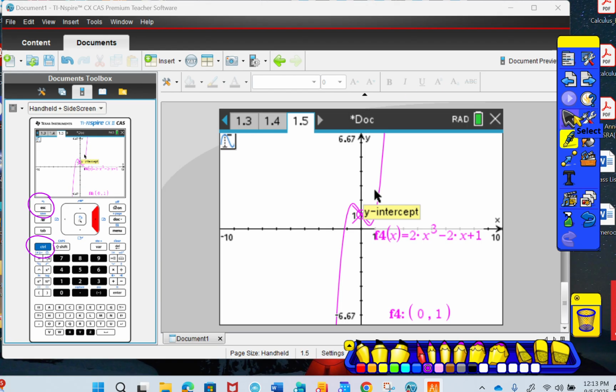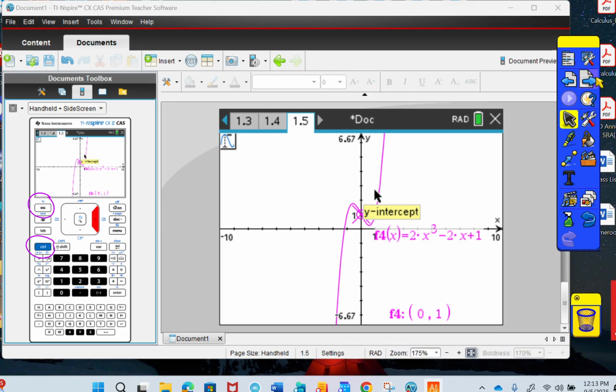What else have we used? Got add page. We should know how to do that. That's Control Doc. If you see, I added pages up here. Let's see. You've got fraction. We should know Control Divide. We just did at the beginning of the period on the nth root. Control Caret.